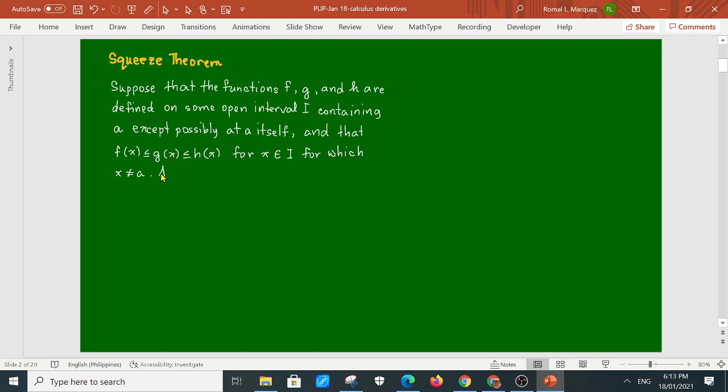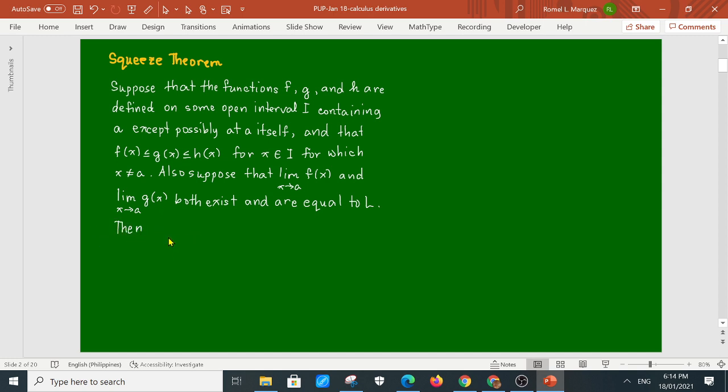Also, suppose that the limit of f of x as x approaches a and the limit of h of x as x approaches a both exist and are equal, let's say they are both equal to L.